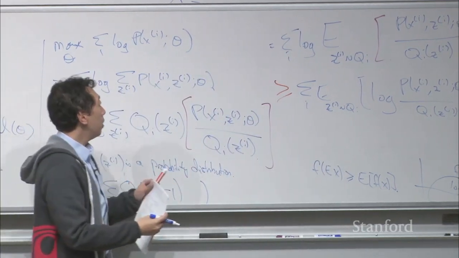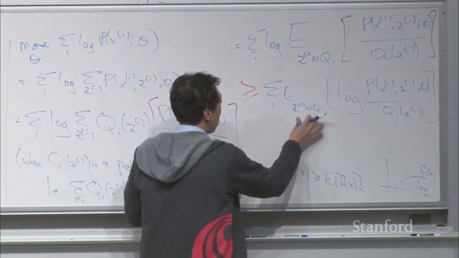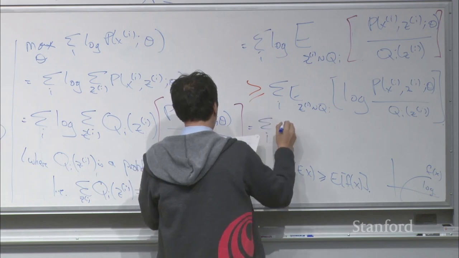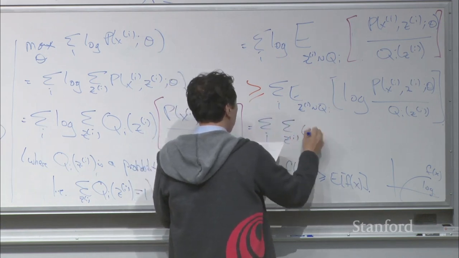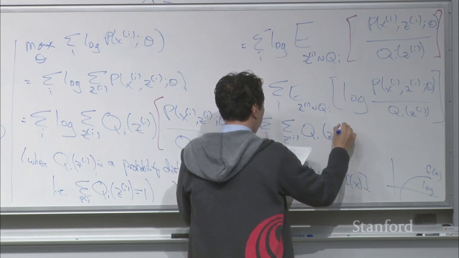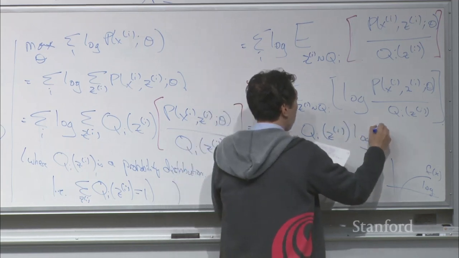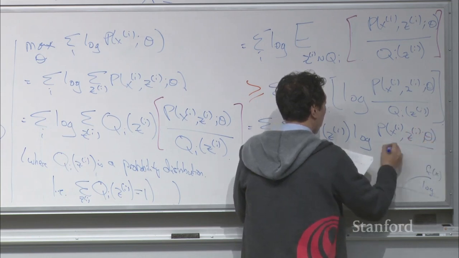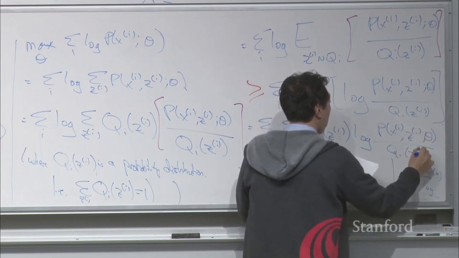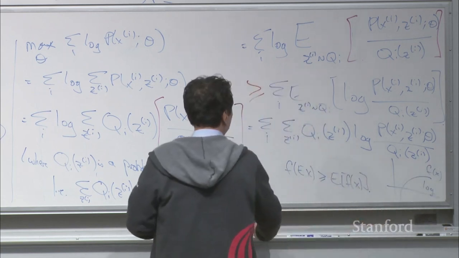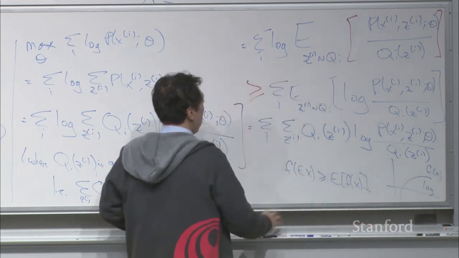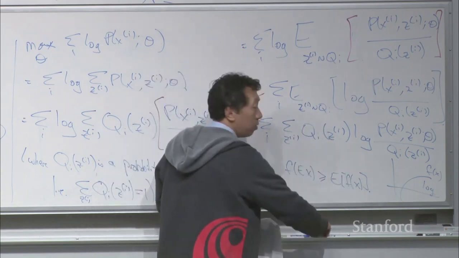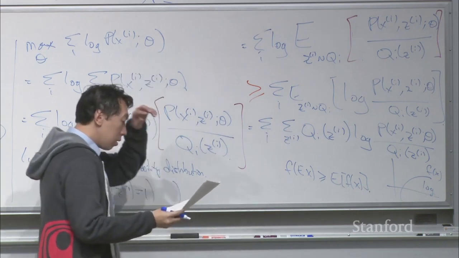Okay? And then finally, let me just take this expectation and unpack it one more time. So this is now sum over i, sum over Zi, so I just took this expected value and turned it back into a sum over the random variable, probability times that thing. Okay.